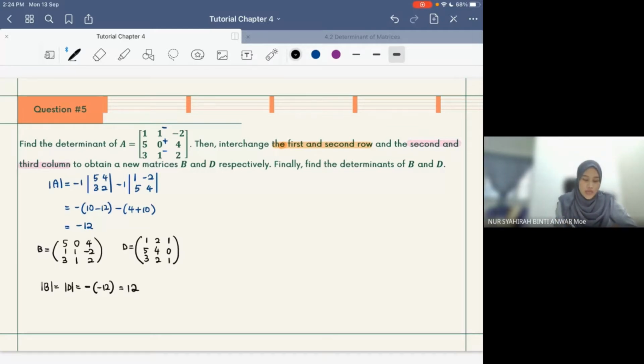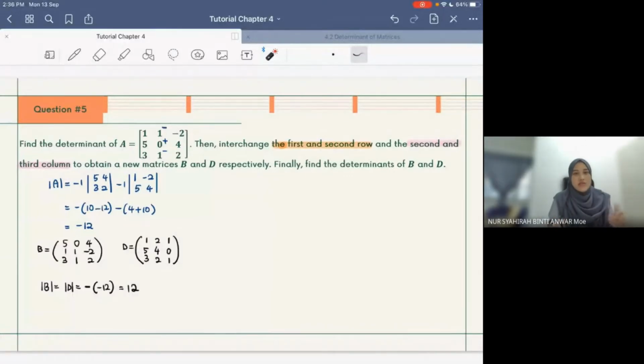So tak perlu dah nak buat expansion of cofactor ataupun tak perlu nak buat jalan kira seperti ini. Okay, hanya gunakan properties of determinant and you are going to get these answers lah. Okay, so ini kalau kita nak gunakan properties of determinant. So soalan nombor 5 ni sebenarnya kita dah settle. Kita dah cari determinant of B dengan D dan juga determinant of A jugalah.